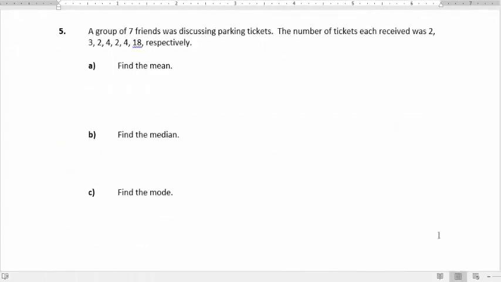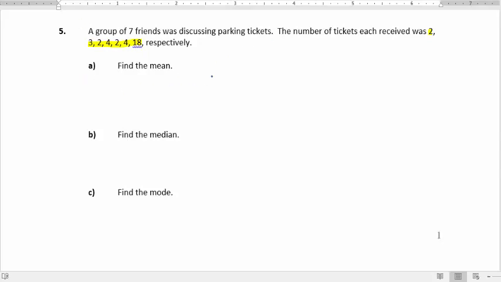The remaining 3 problems deal with measures of central tendency: mean, median, and mode. So the first one is a group of 7 friends discussing parking tickets. The number of tickets each received was 2, 3, 2, 4, 2, 4, and 18. So one person has a lot. 18 is a lot.